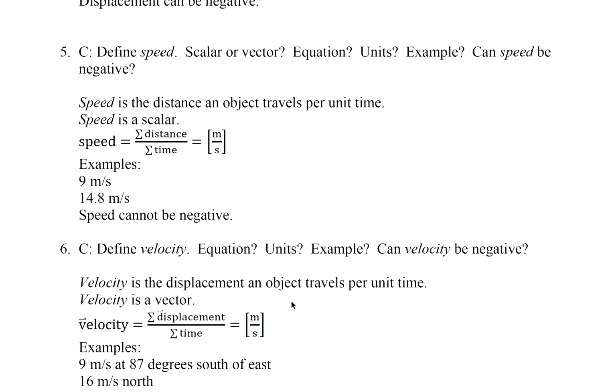Question 5, define speed. Speed is a distance an object travels per unit time. It's a scalar. Its equation is total distance traveled divided by total time taken. Has units of meters per second. It cannot be negative.